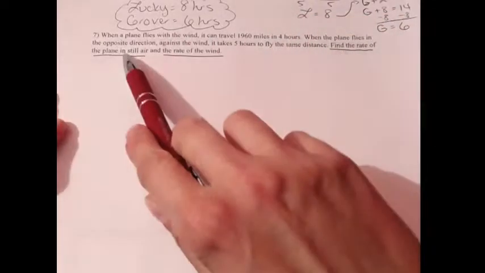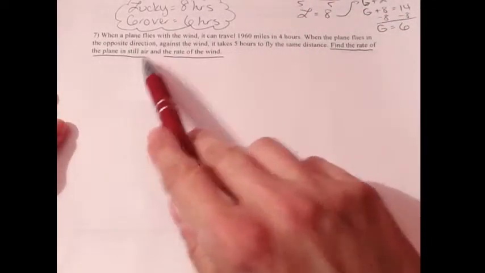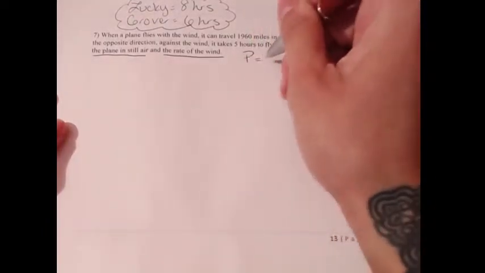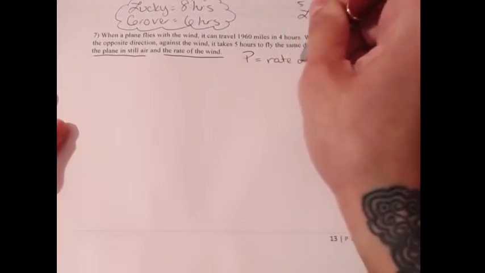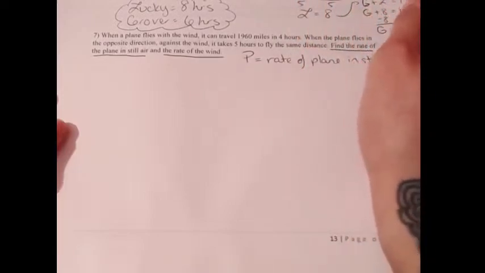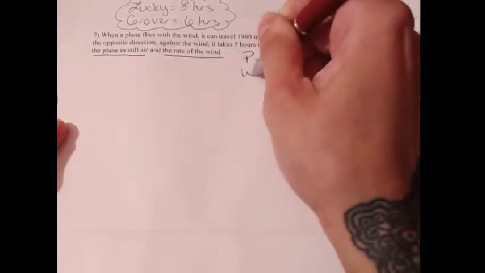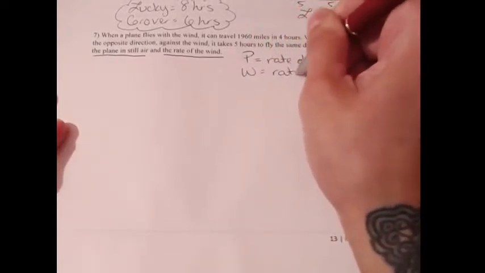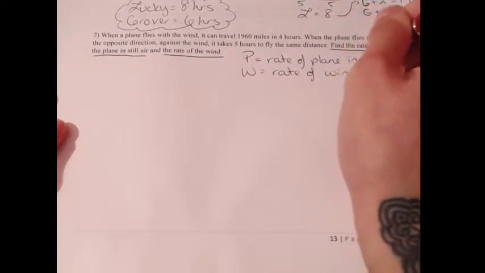Now, continuing with this idea, find the rate of the plane in still air and the rate of the wind. Well, I don't know about you, but I'm going to use P to be the rate of plane in still air. And then I'm going to use W for the rate of the wind. Okay, makes sense? Now, let's write our chart, and we are going to carefully assemble this together.